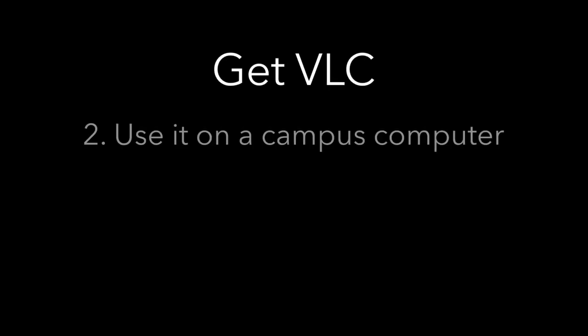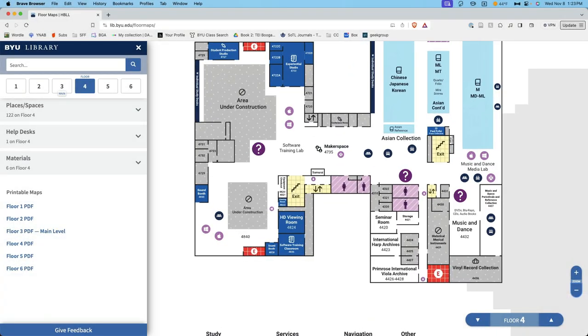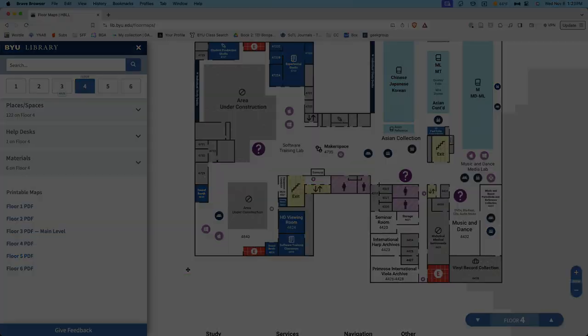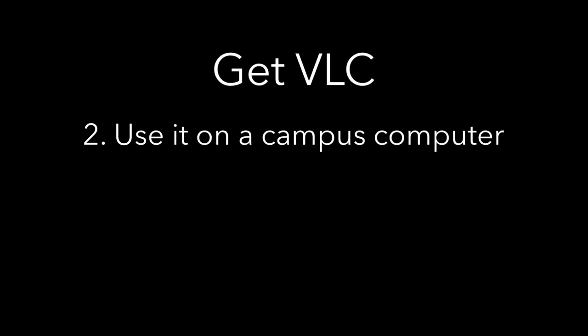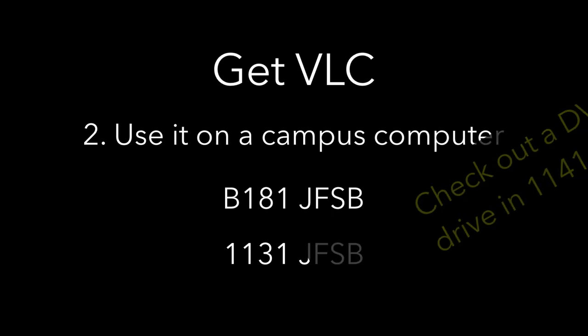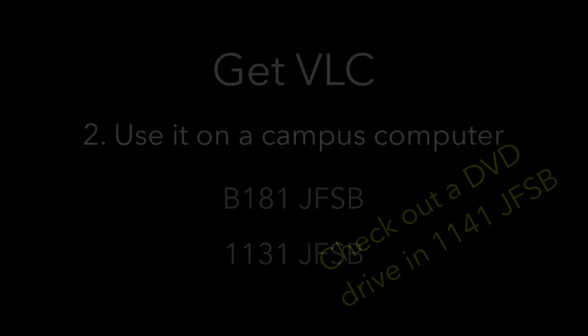If you don't want to install VLC on your computer, you can use it in the media lab in the library on the fourth floor in room 4840, which is not actually a room, but just an area. This is the south end of the library, and both the Windows and Mac computers have VLC installed. You can also use VLC in our classroom or the lab in 1131 on the ground floor of the JFSB. In both of these cases, you'd need to check out a DVD drive from the lab in 1141 JFSB.